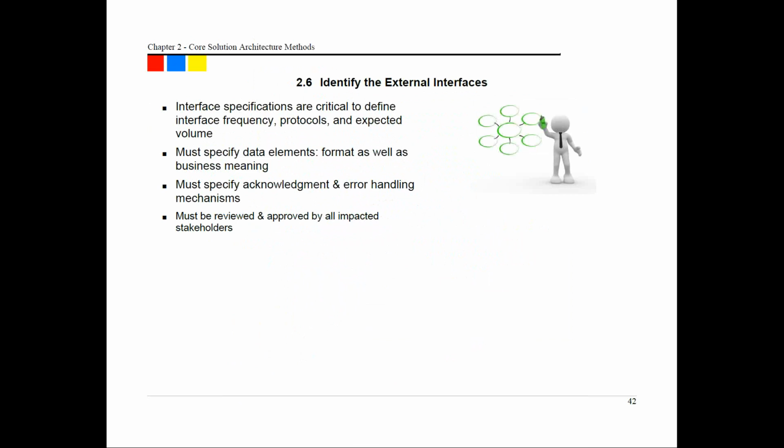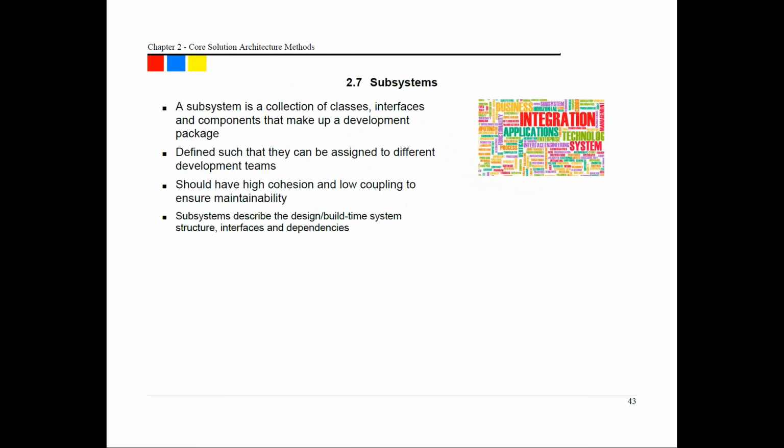So we have to specify data elements, and specify acknowledgement and error handling mechanisms. How do we make sure that information has crossed the boundary? Do we have to have an acknowledgement? What happens when the connection is broken? Is there some way of detecting when the connection is broken, etc.? And all these interfaces have to be reviewed and approved by all the impacted stakeholders.